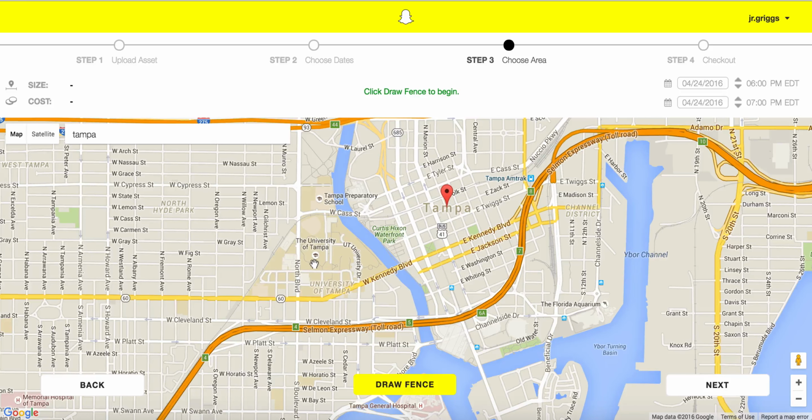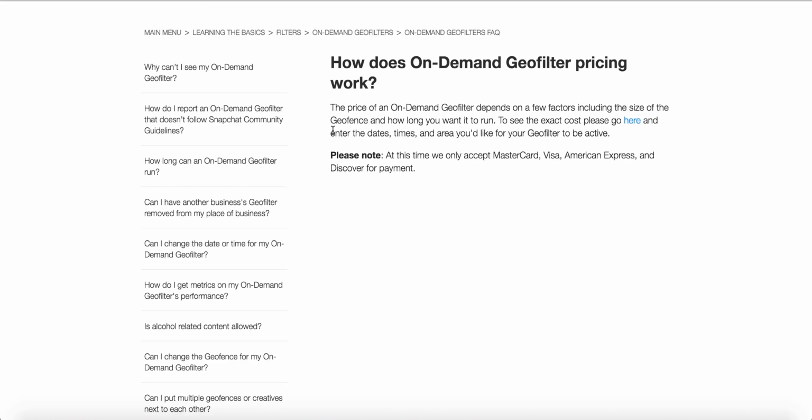But I'll show you here. Let me just show you on Snapchat's website. If you go to their website and look up the on-demand pricing, how does it work? It says right here that it's based on a few factors, including the size of the geofence and how long you want to run it. So they don't say it's limited to those factors.